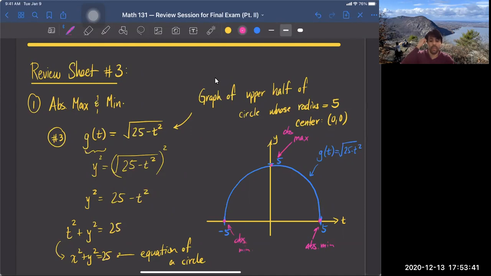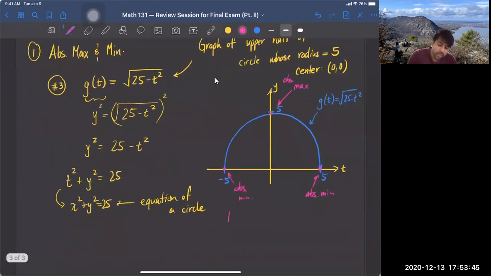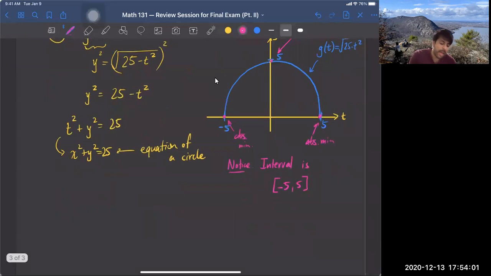So the graph is useful to know what the endpoints are. My interval is implied to be -5 to 5. But we already know what happens at -5 and 5. We already know by the graph that the absolute minimum is when x equals -5 or x equals 5.